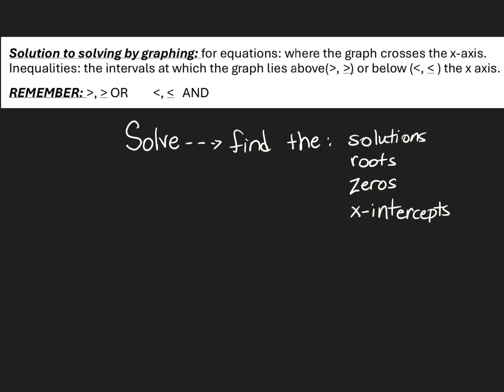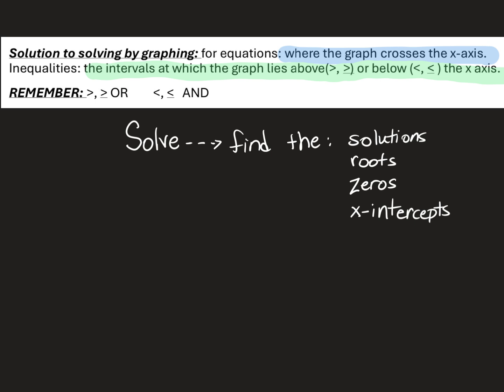The solution to solving by graphing for equations is where the graph crosses the x-axis. So make sure you make a mental note of that. If you want to highlight, that would be good: where the graph crosses the x-axis for equations. For inequalities, it's the intervals at which the graph lies above or below the x-axis.